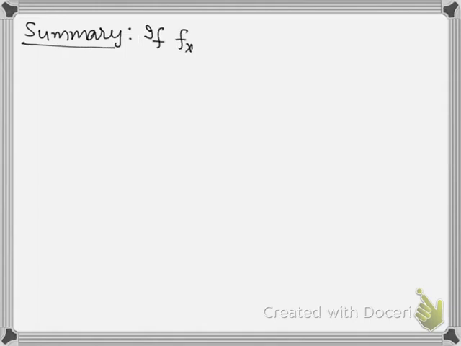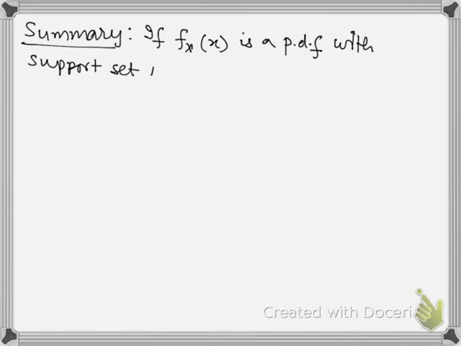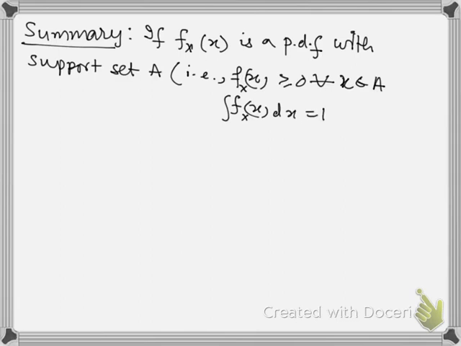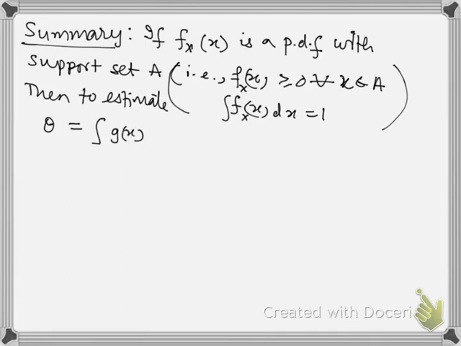if f(x) is a PDF, that is a probability density function with support set A, that is f(x) is greater than or equal to 0 for all x belonging to A, and the integral of f(x) dx over the support set is 1, then to estimate theta, which is an integral of g(x) f(x) dx.